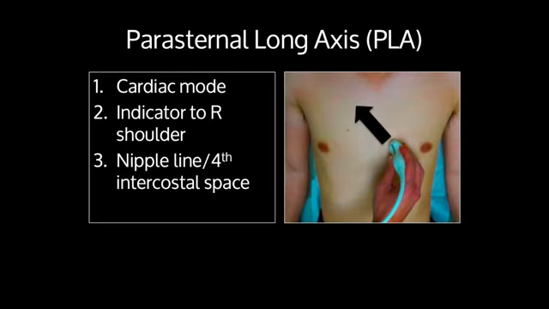Let's start with the parasternal long axis view. Start out in cardiac mode. The indicator should be on the right of the screen, and then the probe indicator on the patient's body should be facing the right shoulder.